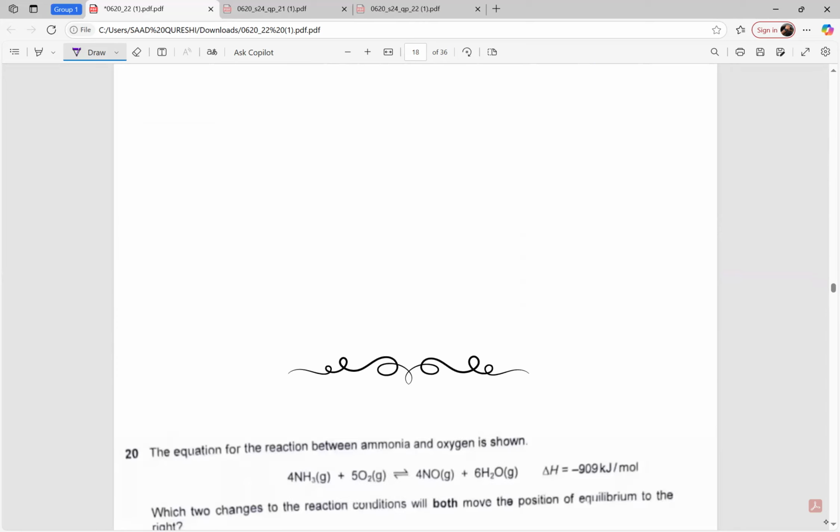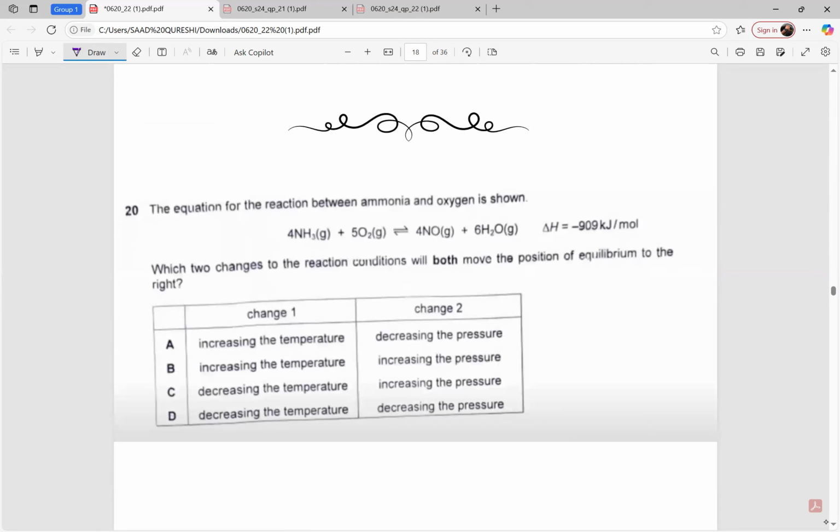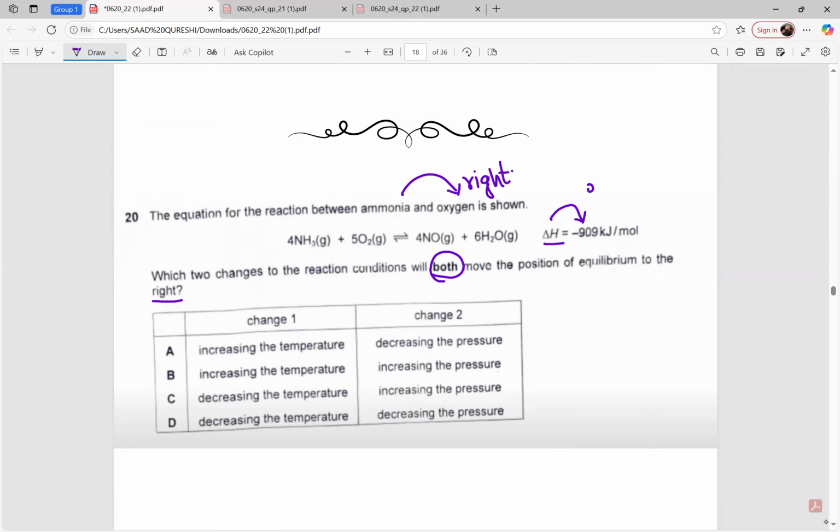Number 20, the equation reaction between ammonia and oxygen is shown. Which two changes in the reaction will both move the position of equilibrium towards right? So we need to move the equilibrium towards right, means towards the forward side, towards products. As we can see, the delta H is negative, so the right side is exothermic. So if we decrease the temperature, system will move towards exothermic side.